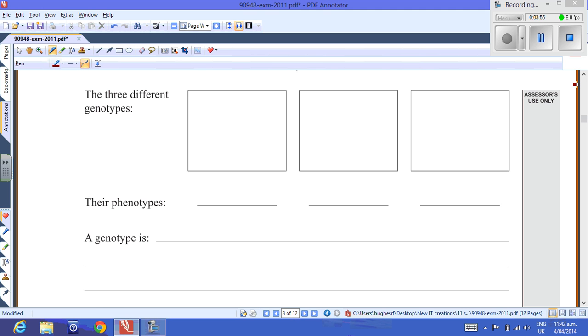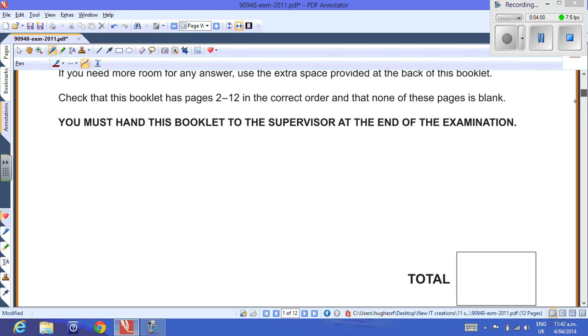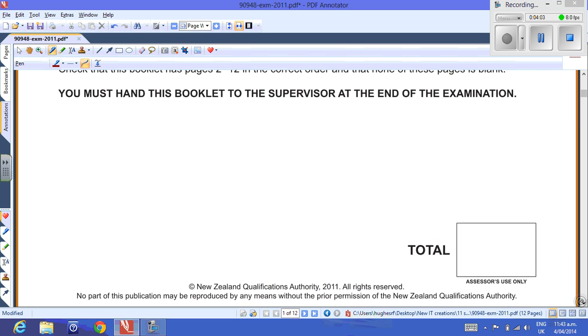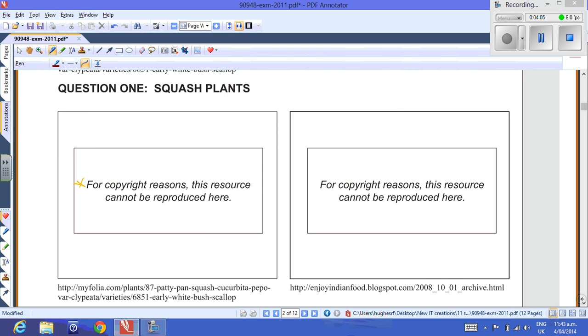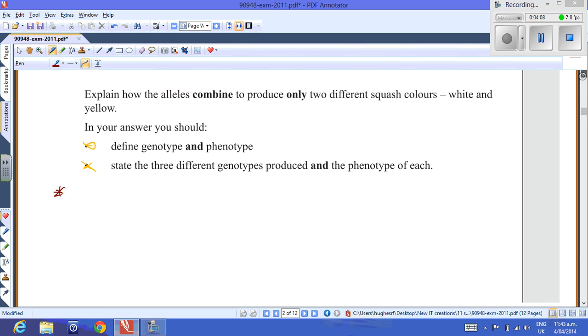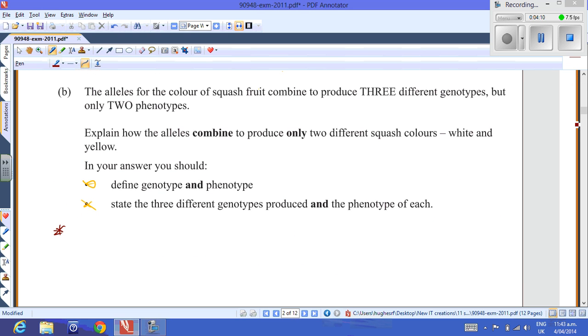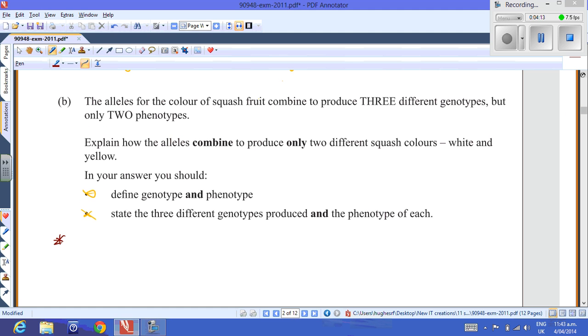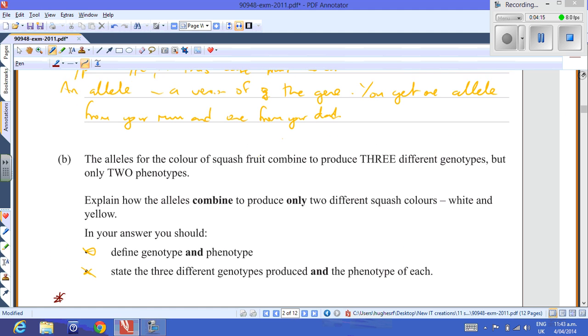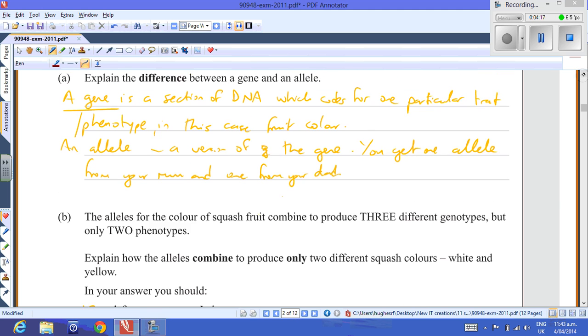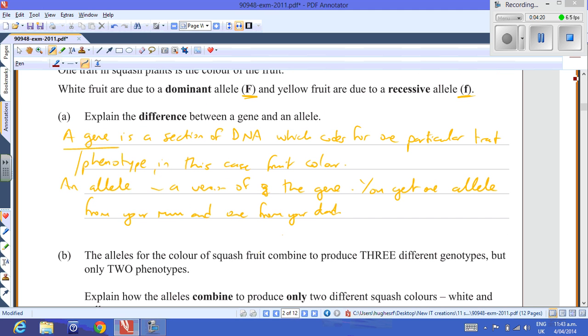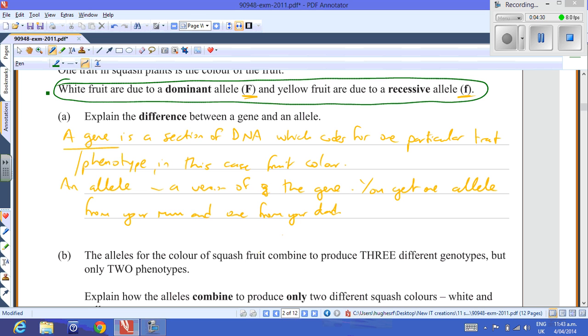So the genotypes are, if you go back to the start of the question, because you need to take a look at this, so we're just going to scroll back up here, get to the start of this question. At the beginning of the question, they said that the alleles for the color of squash fruit combine to give you 3 different genotypes. Now, before that, when we wrote our definitions for allele and gene, they also told us that white fruit are dominant allele and yellow fruit are recessive allele. So this is the key to unlocking the answer to this question. So that's really important, that statement right there.